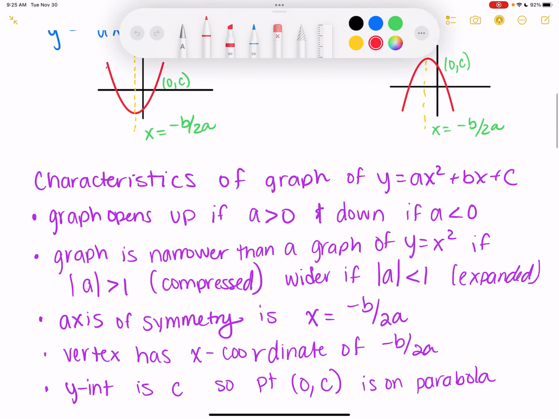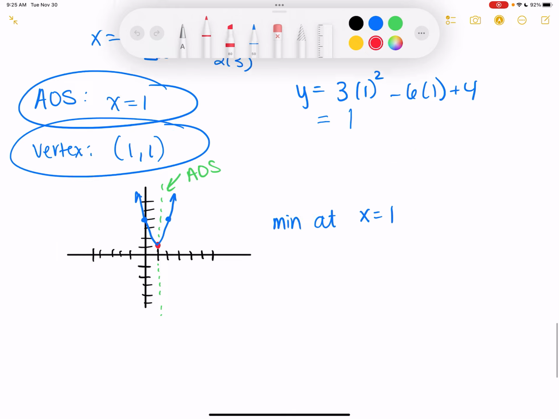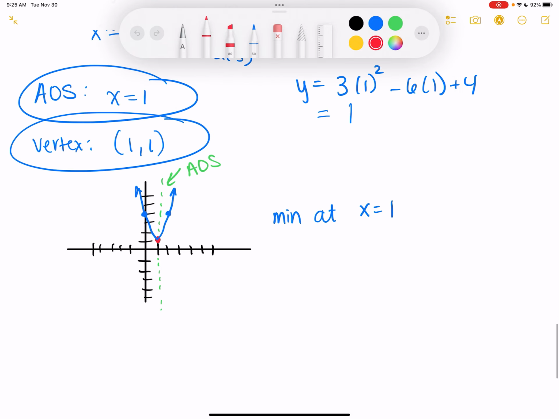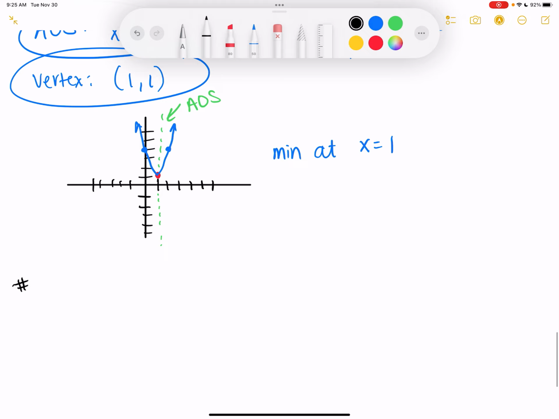Alright, so I think we ended on 22, so we're going to start on 24 today. So 24, y equals negative 2x squared minus 6x plus 3.